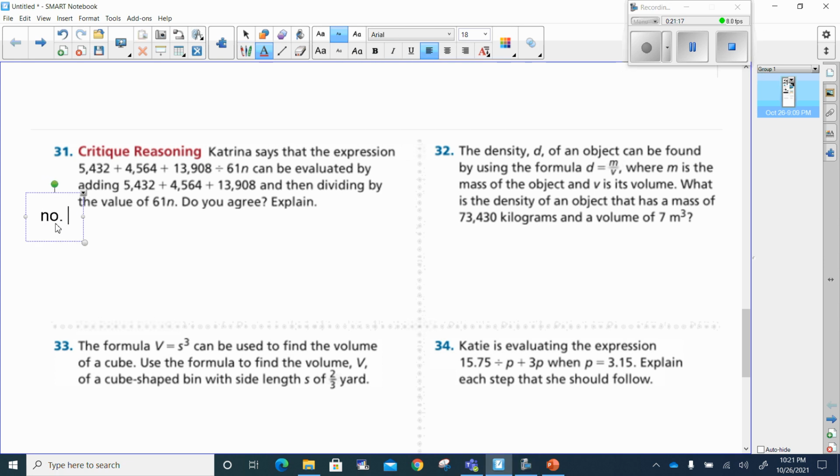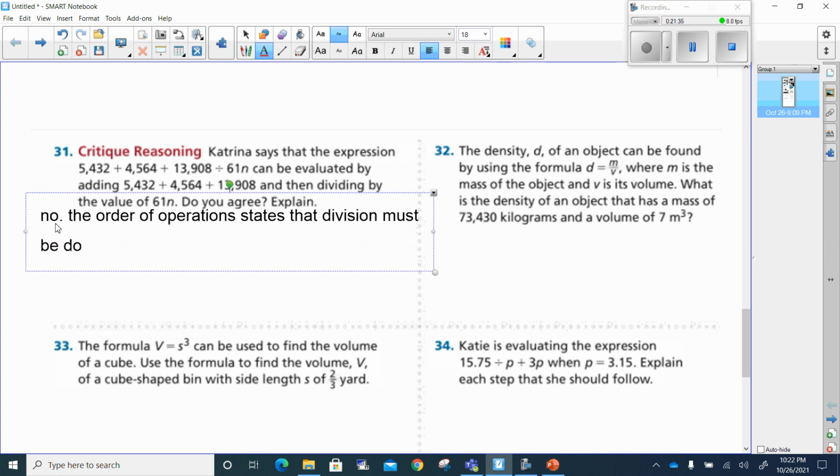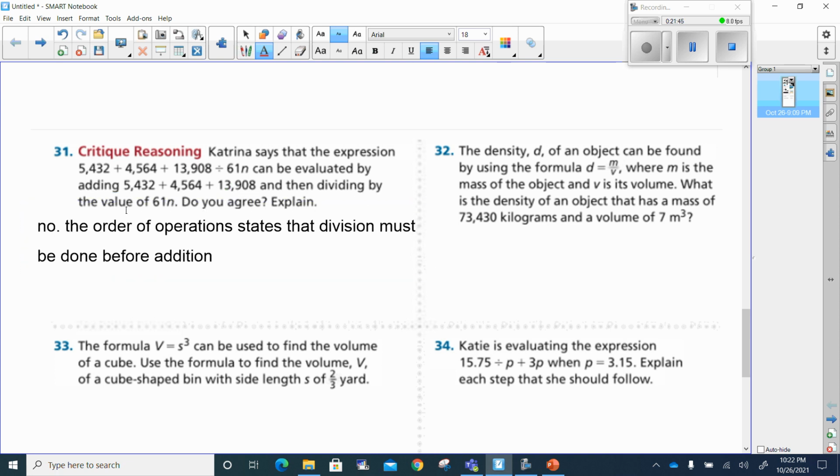The order of operations states that division must be done before addition. All right? So that would be a no.